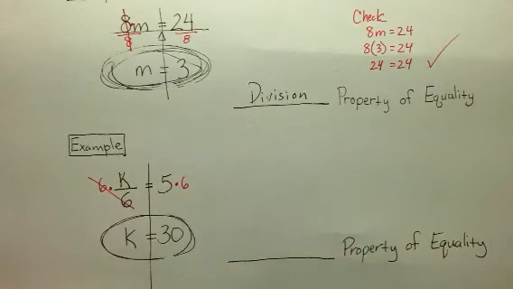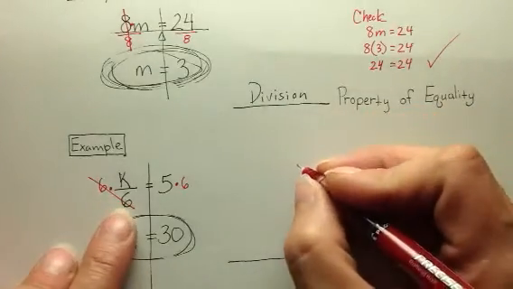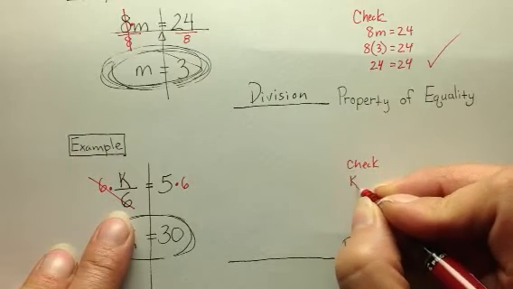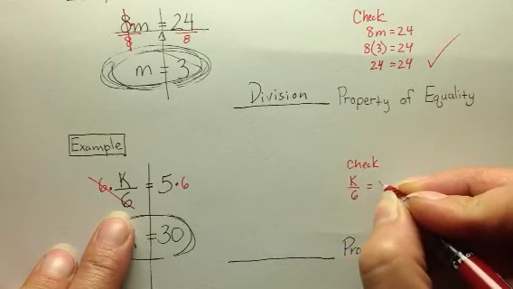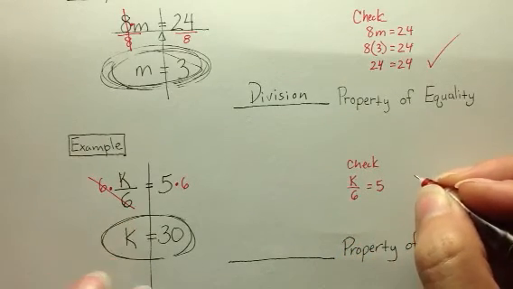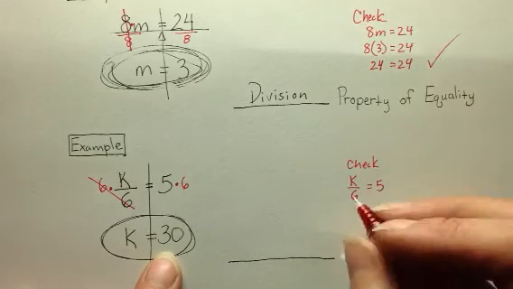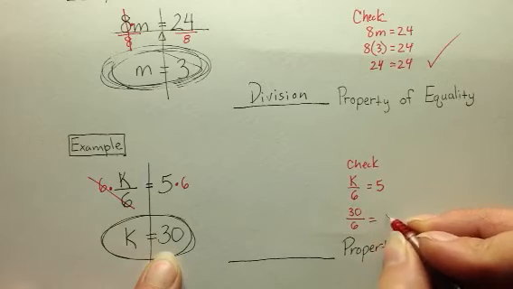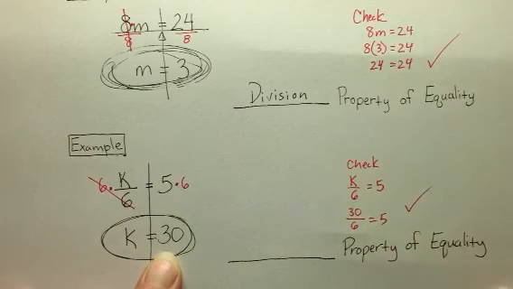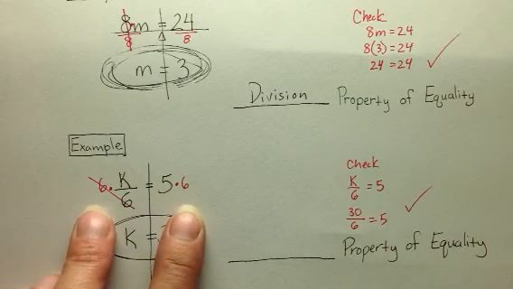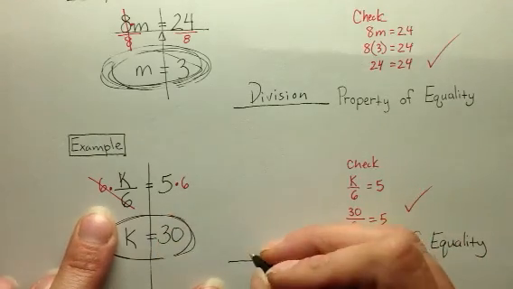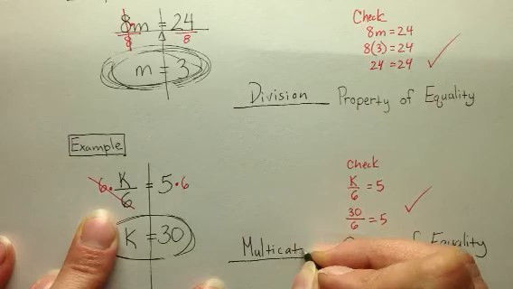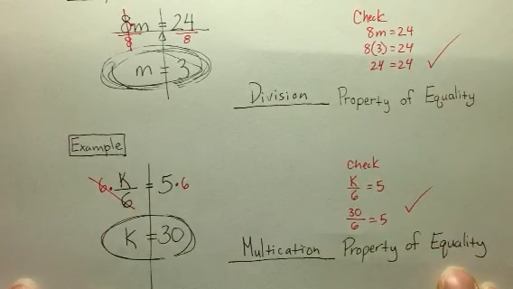So again, if this is the correct solution, when I go back and substitute it into the original problem, it should make it true. So my original problem was k divided by 6 equals 5. I got 30 for k. So if I do 30 divided by 6, I do in fact get 5. What did I do to both sides? I used multiplication. I multiplied. So this is the multiplication property of equality.